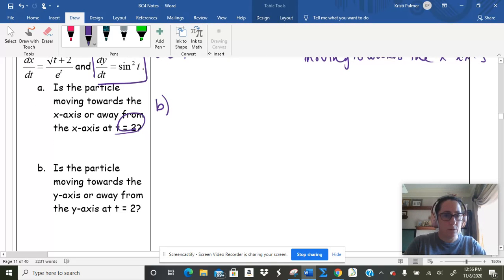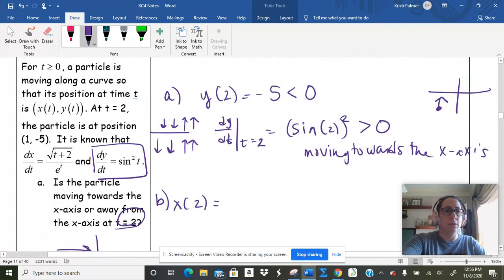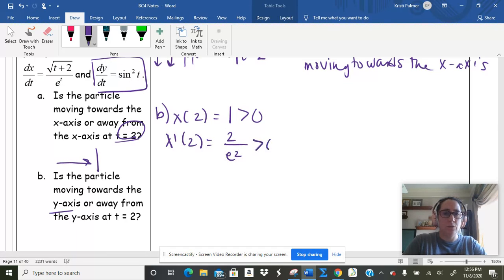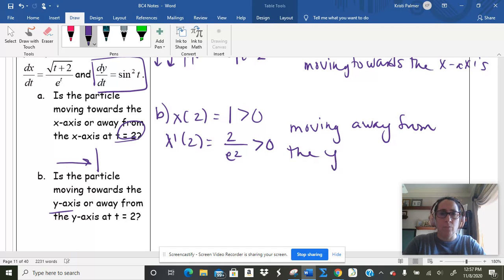Okay, so talking about the y-axis, we have to look at the x values. X of 2, it told me was, I just lost it, 1, which is greater than 0. And then x prime of 2 here is 2 over e squared, which is also greater than 0. So therefore, we are moving away from the y-axis.